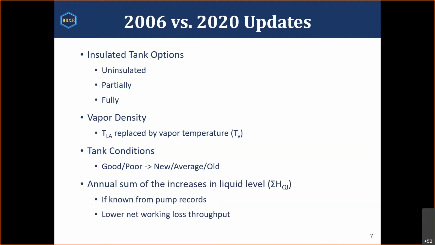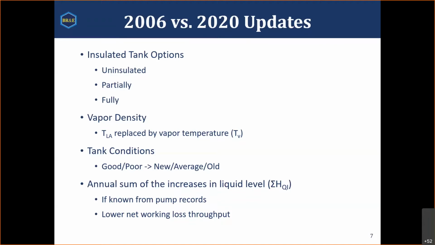If you actually know the sum of the increases in liquid level, there will be a lower, what we call net working loss throughput, if you're pumping in and out at the same time, which would lower emissions. So what that is saying is if you're pumping in and out at the same time, you're not going to be changing that liquid level quite as severely, and so you're going to have lower working emissions because you're not actually increasing the level by as much.